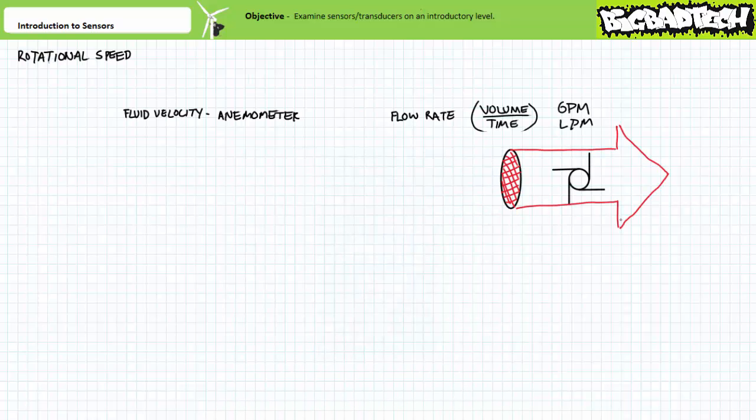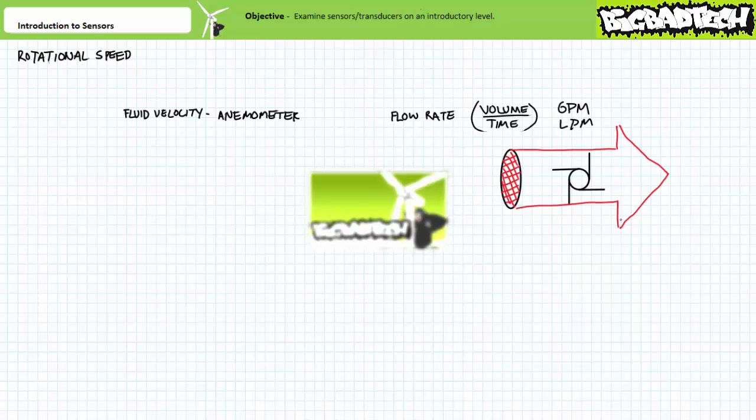Alternatively, consider one type of flow meter, which immerses a paddle wheel or turbine blades in a liquid or gas. If rotational speed is proportional to fluid velocity, the flow rate, a measure of volume per unit time, can be calculated using the cross-sectional area of the pipe through which the fluid flows.